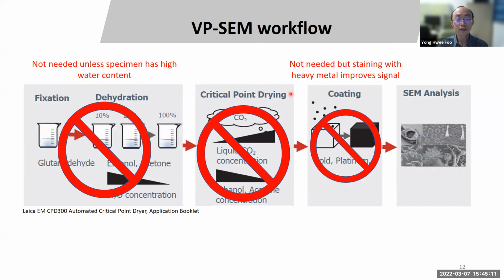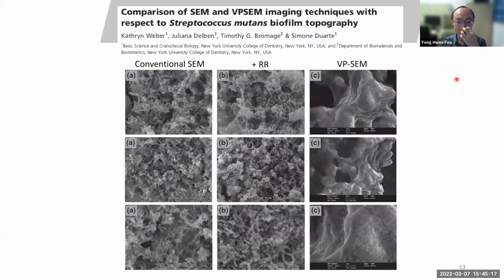Because you don't have to do all these steps, you are actually imaging your sample in a very native state. And I'm going to give you some examples. Right? In this paper, the author uses 3 techniques to look at the biofilm, especially the EPS on the biofilm. Right? So using conventional SEM as well as conventional SEM with a stain, this is ruthenium red. It stains for the sugar groups in the EPS.